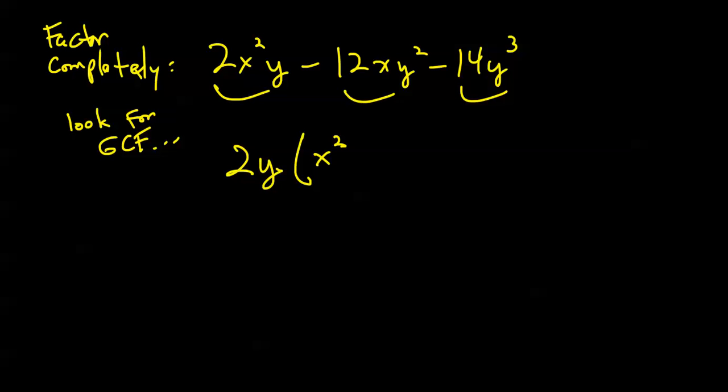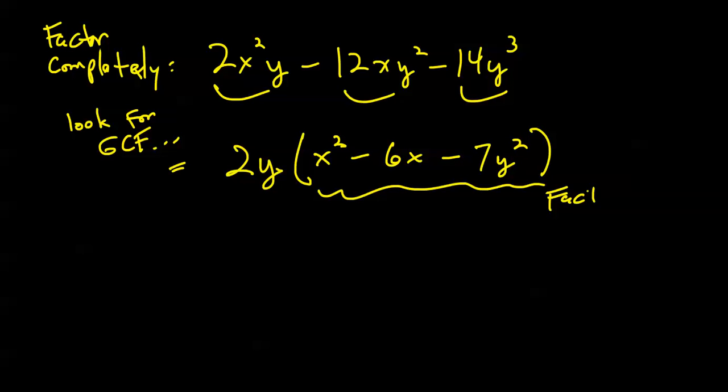working my distributive law in reverse. I'll get x squared minus 6x, right, minus, see if I factor out a 2, I'll get 7y squared, right? Alright, now let's think for a minute. Take out, let me check that. 2x squared y minus 12xy squared minus 14y cubed. Yes. I believe I can factor this again.